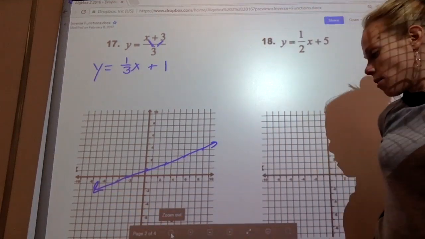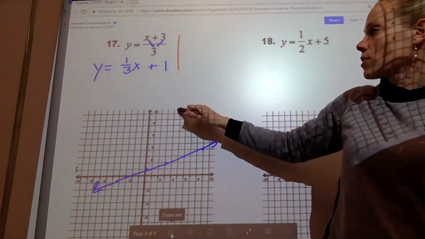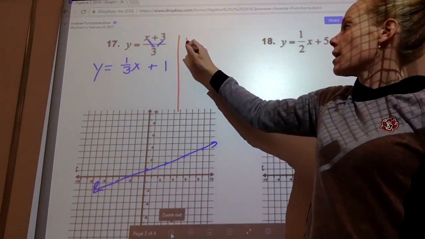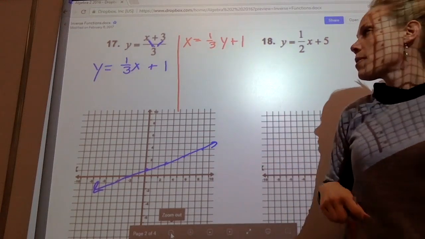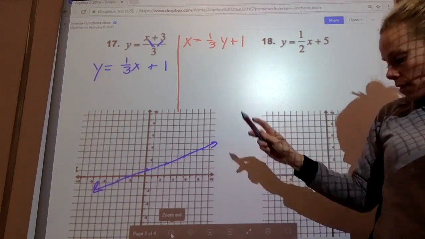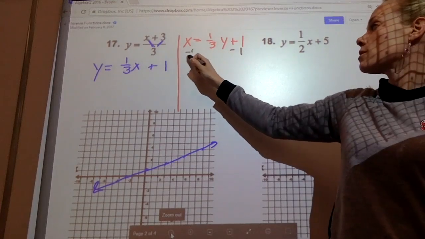Okay. So now I want to do the inverse function. And remember, the inverse function is we're going to switch the x and y. So x equals 1/3 y plus 1. But we do want that in slope-intercept form so we can graph it. So let's solve for y. Subtract 1 first.